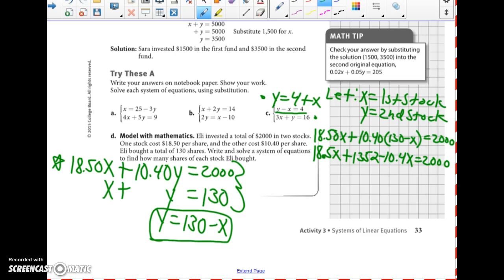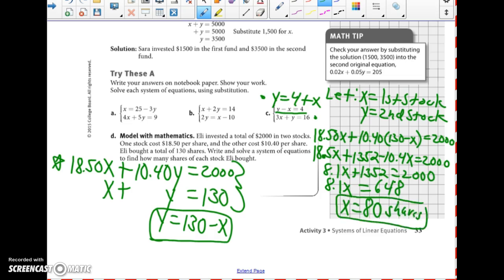Okay, now what's the next step? You're going to combine like terms. So how much is 18.5x minus 10.4x? 8.1x. So 8.1x plus 1352 equals 2,000, right? Now what's the next step you're going to do? Subtract 1352. So then we got 8.1x equals, now what's that going to equal? 648. And now what are you going to divide by? 8.1, so what's 648 divided by 8.1? And you get 80, so it's 80 shares you're going to buy, right? 80 shares of that stock.